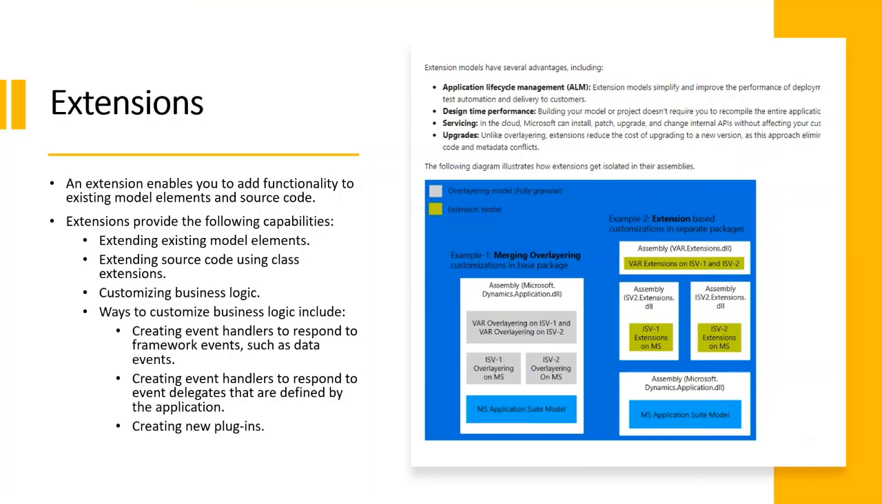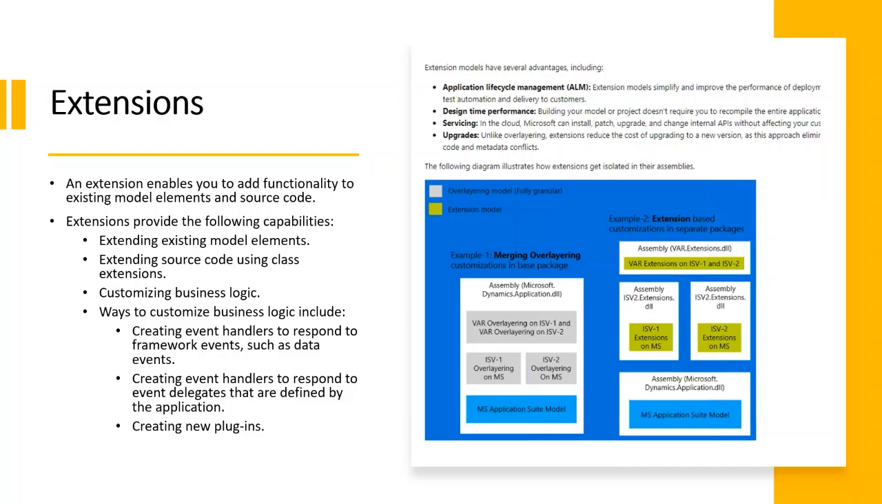Then in D365 FNO, we got a new concept of extensions. So what are extensions? Extensions enable you to add functionality to existing model elements and source code. Extensions can be done for existing model elements and source code using class extensions, customizing business logic. How can you customize the business logic? You can create event handlers to respond to framework events such as data events. You can also respond to event delegates that are defined by the application. You can create new plugins.